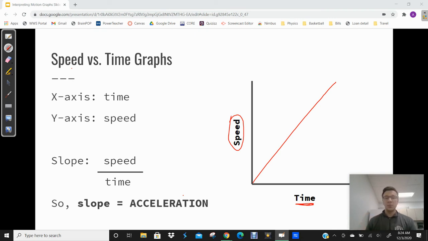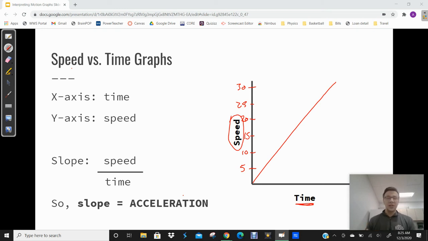In this example, the speed is constantly changing. So it might be easier to visualize this if I draw some hash marks on here and label them as 5, 10, 15, 20, 25, 30. So we can see here that the speed of this object is increasing over time. So we learned yesterday that increasing speed means that an object is accelerating.